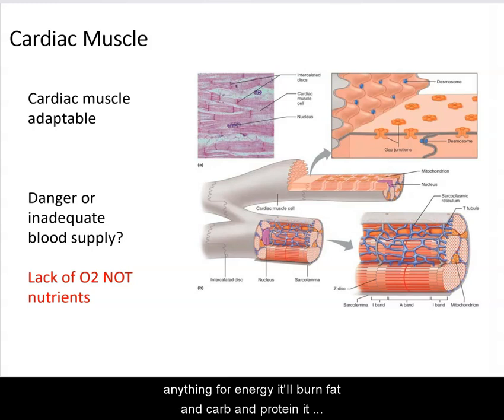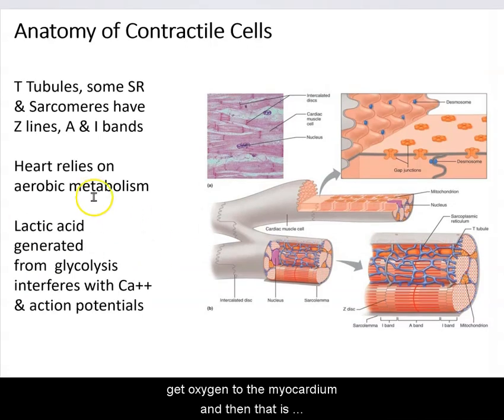Now, the good news is that cardiac muscle can burn anything for energy. It'll burn fat and carb and protein. It can burn lactic acid, ketones. It burns a lot. So it's very adaptive at fuel source. The problem with a blood clot in like a coronary vessel isn't that the muscle will starve, it's that it doesn't get oxygen. So anytime we have a clot in one of those coronary arteries, it's decreasing the ability to get oxygen to the myocardium. And then that is what causes the problems.